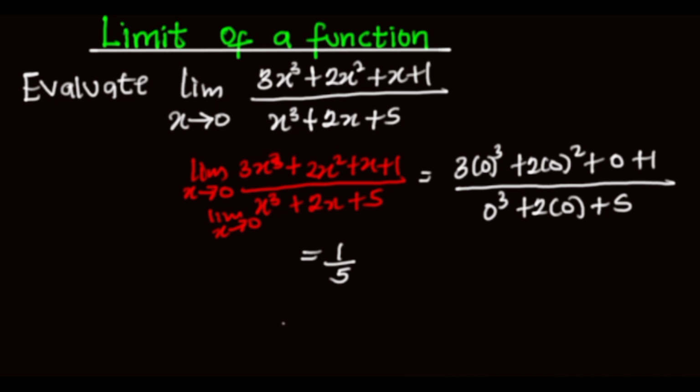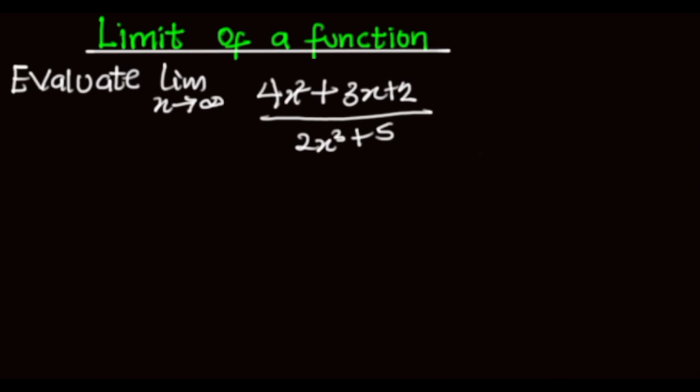If you divide both sides by the highest power of x, which is x to the power of 3, you are going to have a math error, actually. So you're not going to have the right answer that way. Using the direct substitution method, you're going to have your answer to be 1 over 5. So let's go ahead and solve another question.